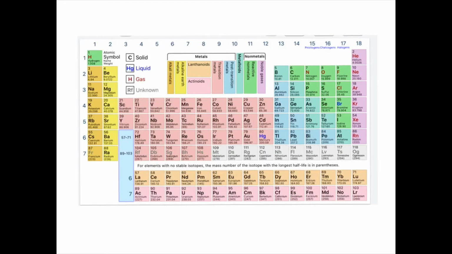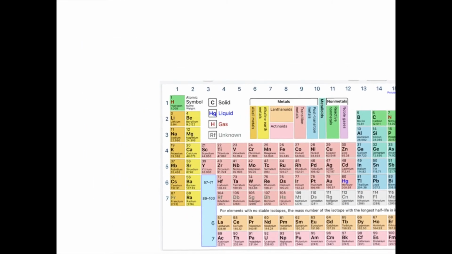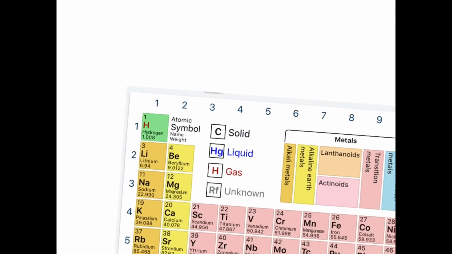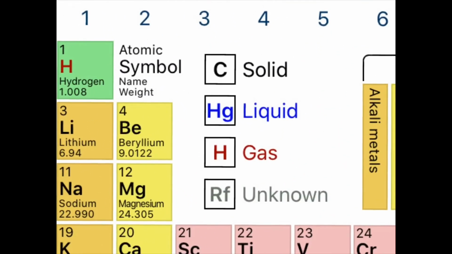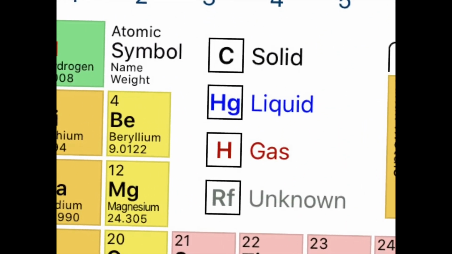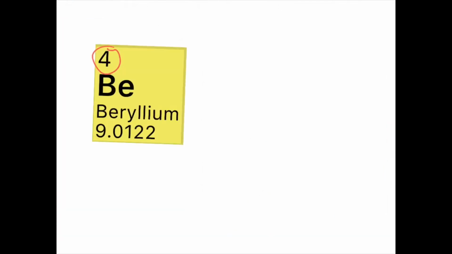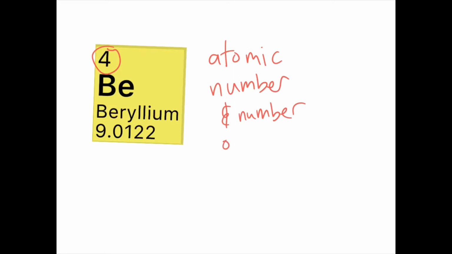Alright, let's start by taking a look at the periodic table. We're going to zoom in real close and get to beryllium. Alright, now we are looking at beryllium. Beryllium on the periodic table has an atomic number of 4, which means it has 4 protons. So we know that any atom that has 4 protons is beryllium.